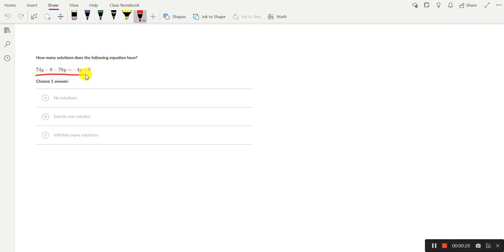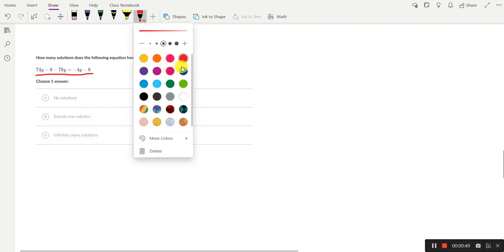The first thing that you should do is solve that equation to actually find that out. If your answer has no solution, that would be it. If your answer has only one solution, that would be it. And if your answer has infinitely many solutions, that would be it. But how do I get there? All right, let's do it step by step.